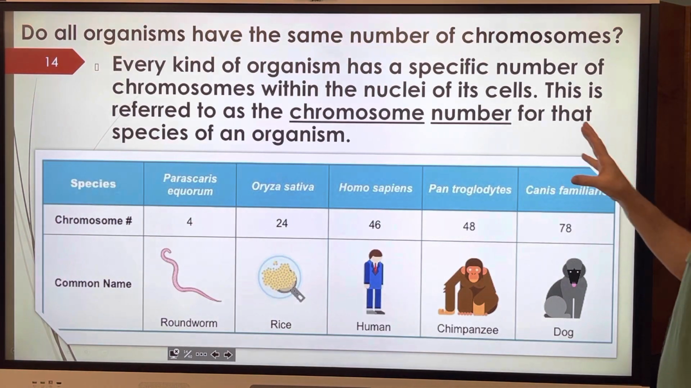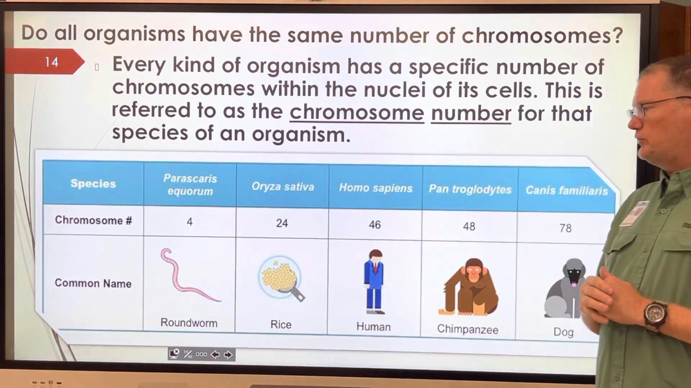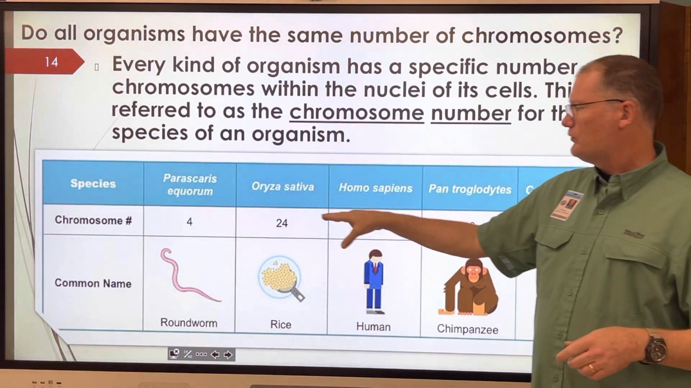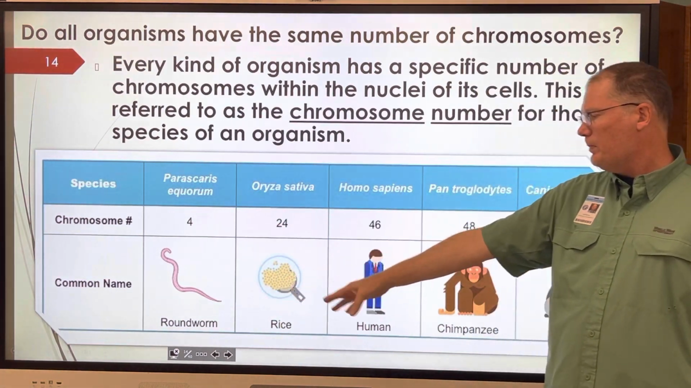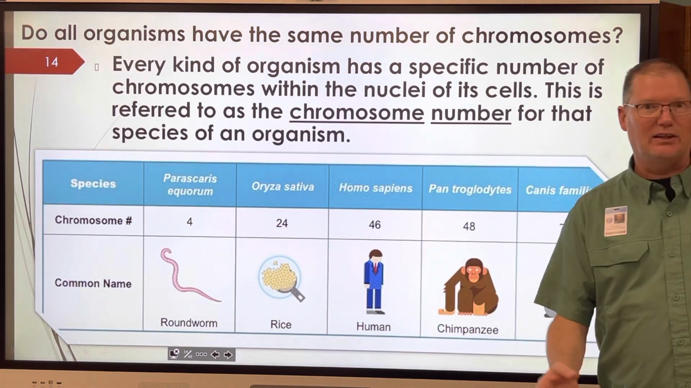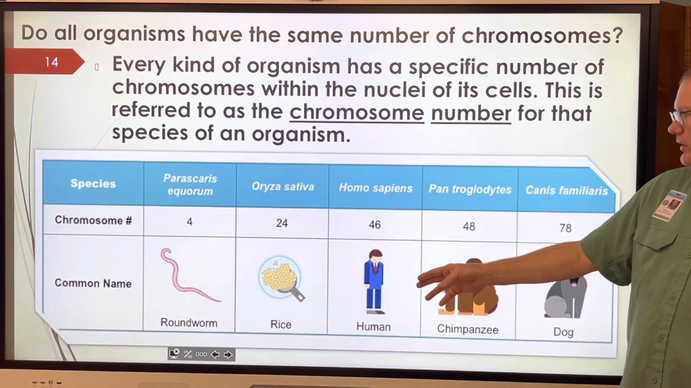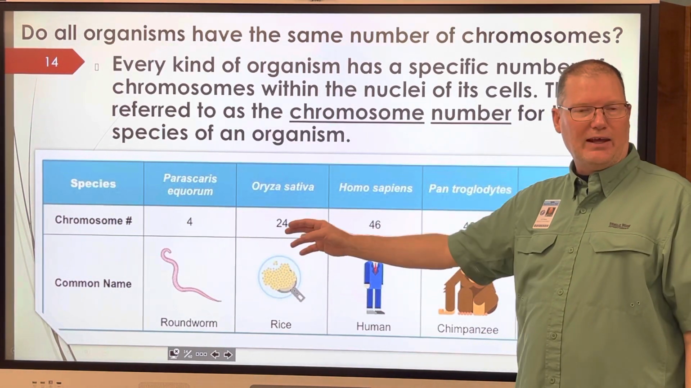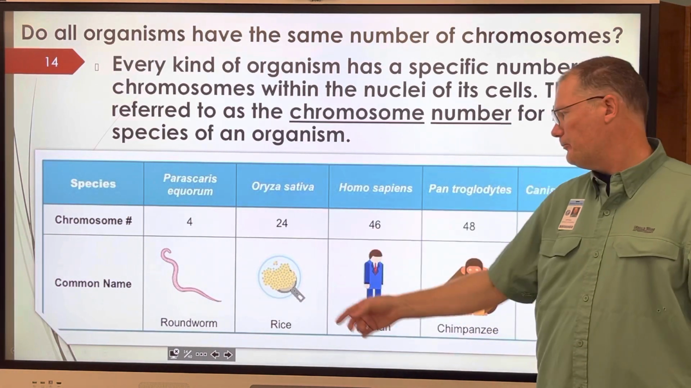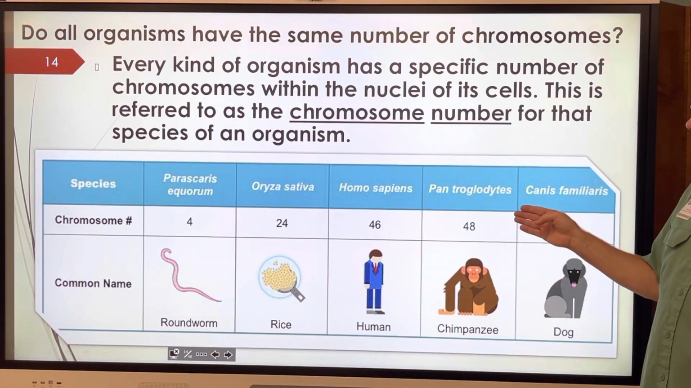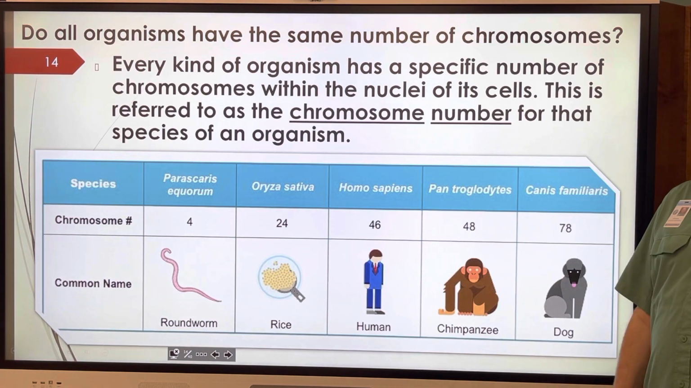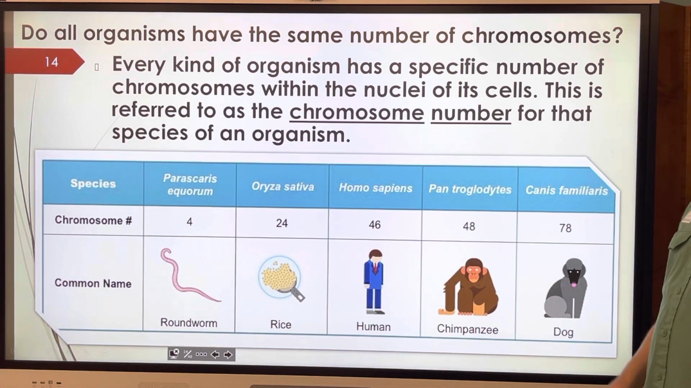Now, all organisms have different numbers of chromosomes. So you're going to fill in these numbers for these different organisms. The roundworm, the rice. Yes, rice is a living organism, right? It's a seed of the rice plant. And so they have DNA, and they have chromosomes, 24 of them. We have 46, chimpanzees have 48, and dogs have 78.